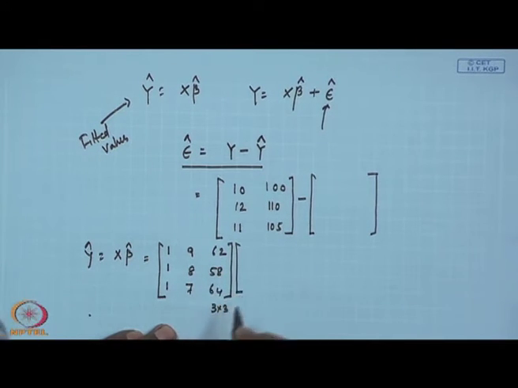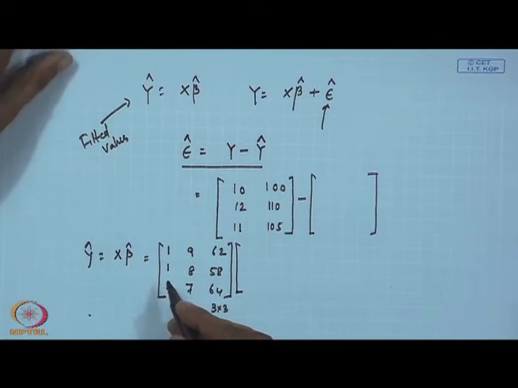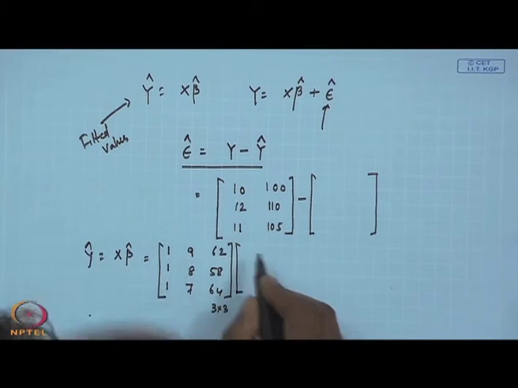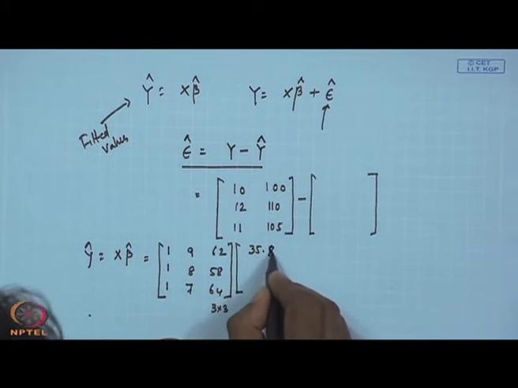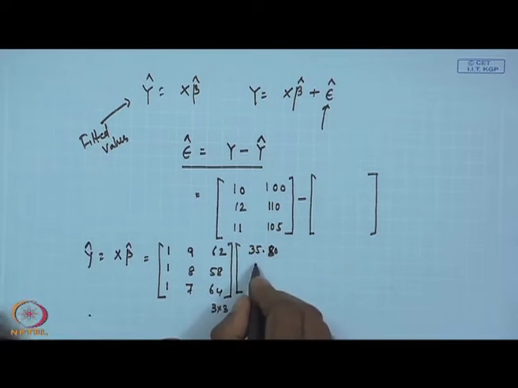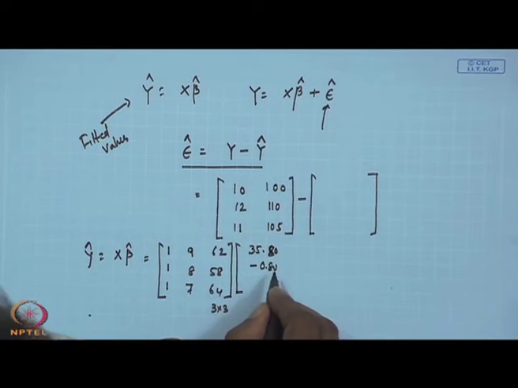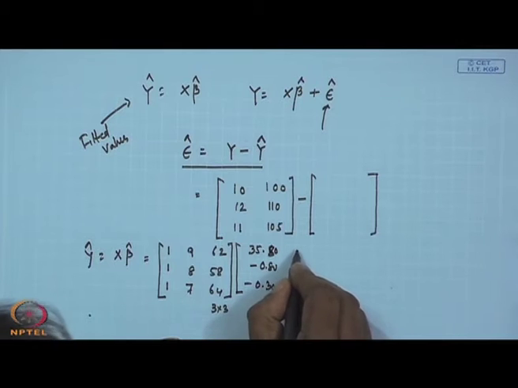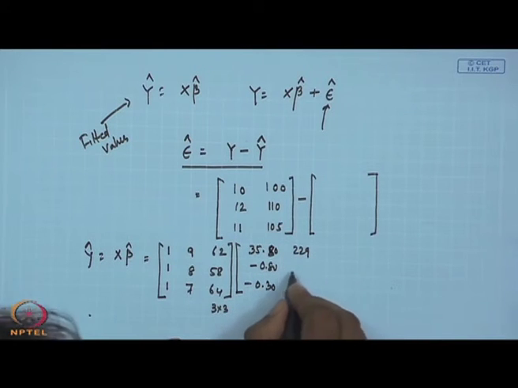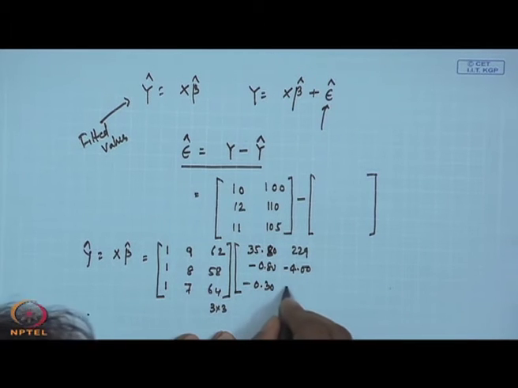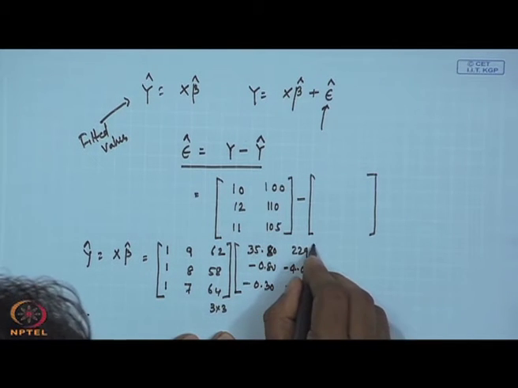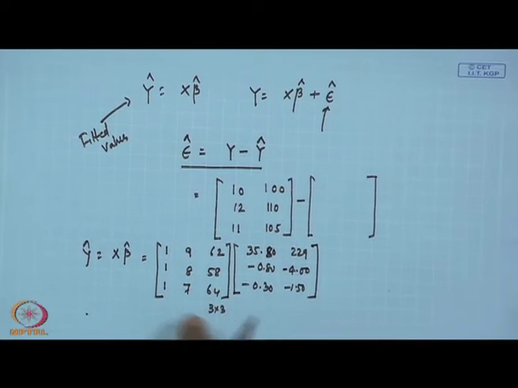Then what is your beta? Beta cap we found out, I think, 35.80, then minus 0.80, minus 0.30, then 229, 4.00, minus 1.50. So, this is your x beta.